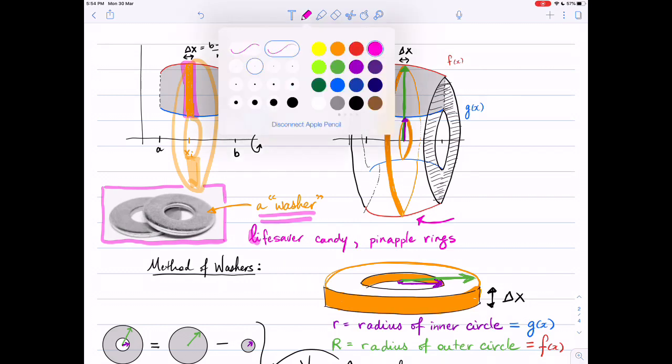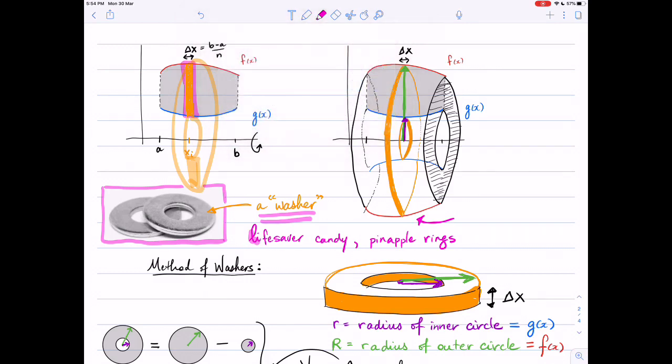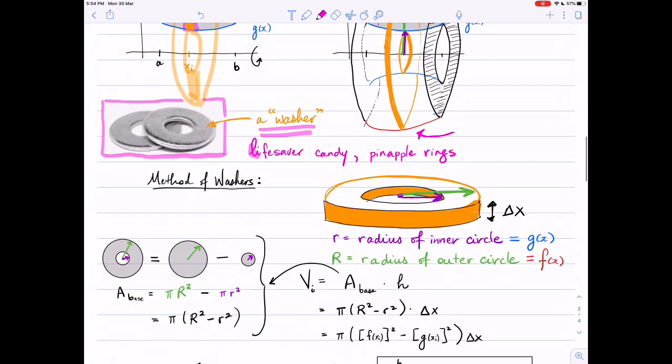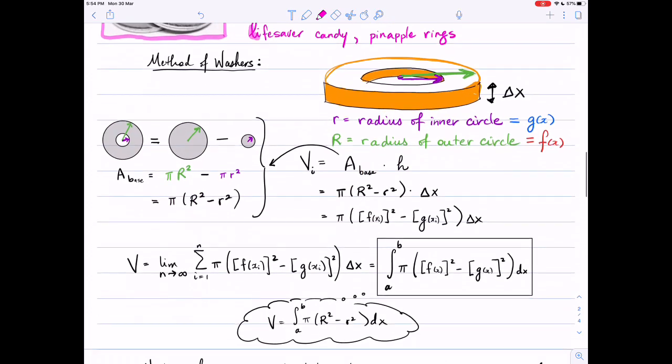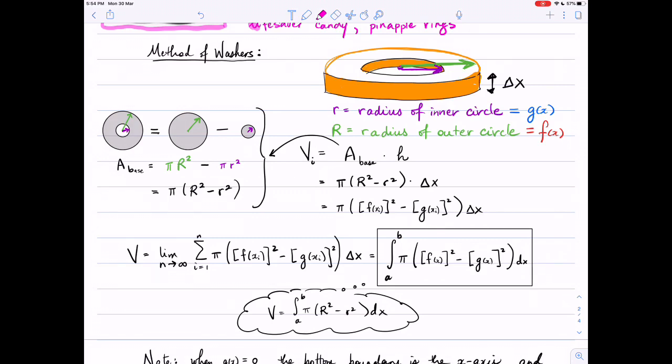So instead of a disk, we have a washer, and we're going to be adding up washers all the way through to find the volume of the solid. The same way that we found the volume of a single disk, the method of washers is going to find the volume of a single washer.